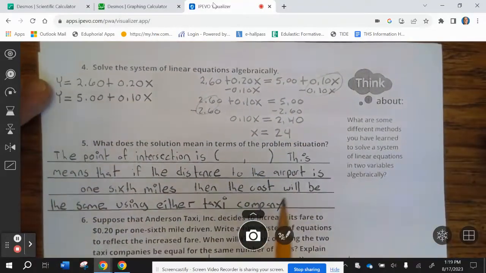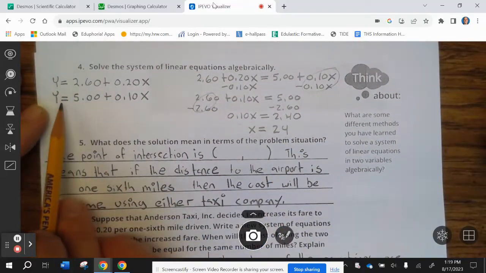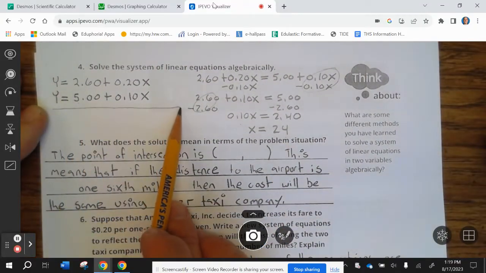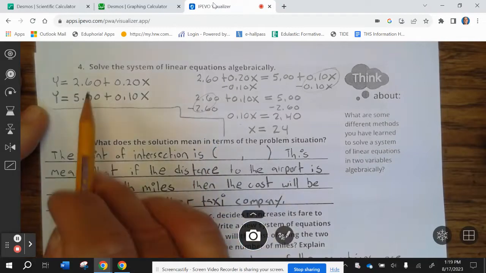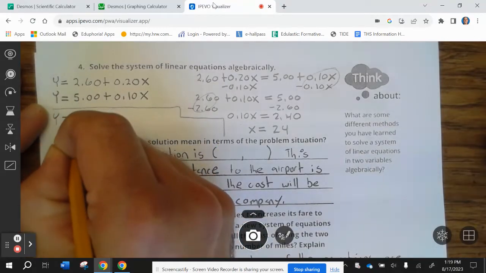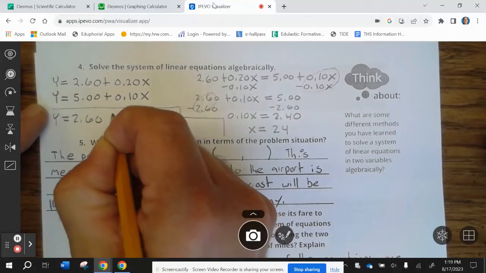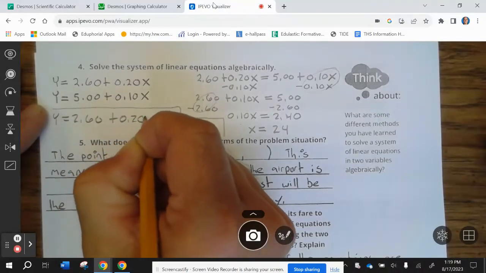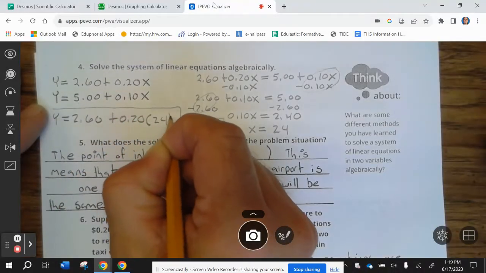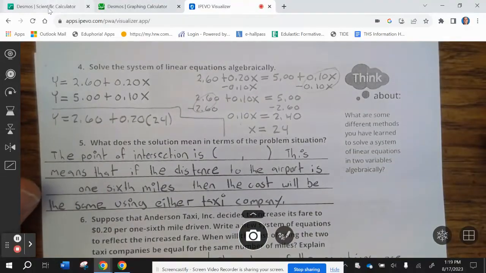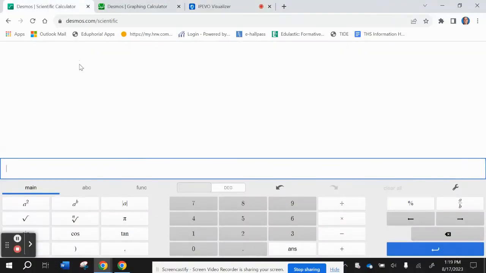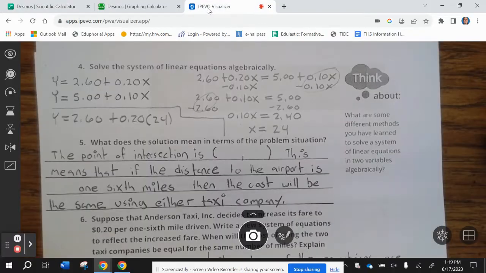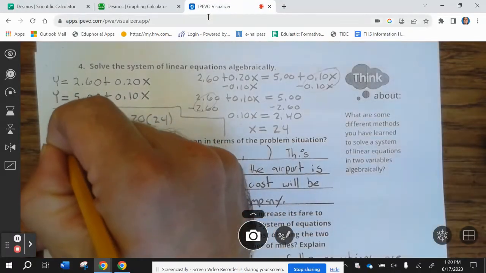Now, to find the y value, we can plug this number into either of these equations to solve for y. So let's just use the first equation. So y equals 2.60 plus 0.20 times 24. So let's go ahead and do that. 2.60 plus 0.20 times 24 is 7.4. So y equals 7.4.